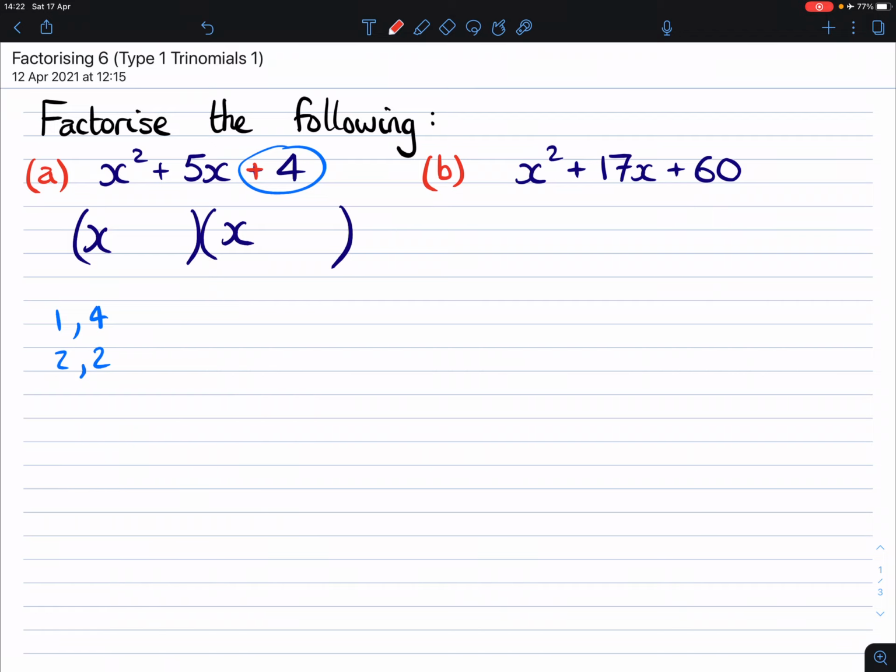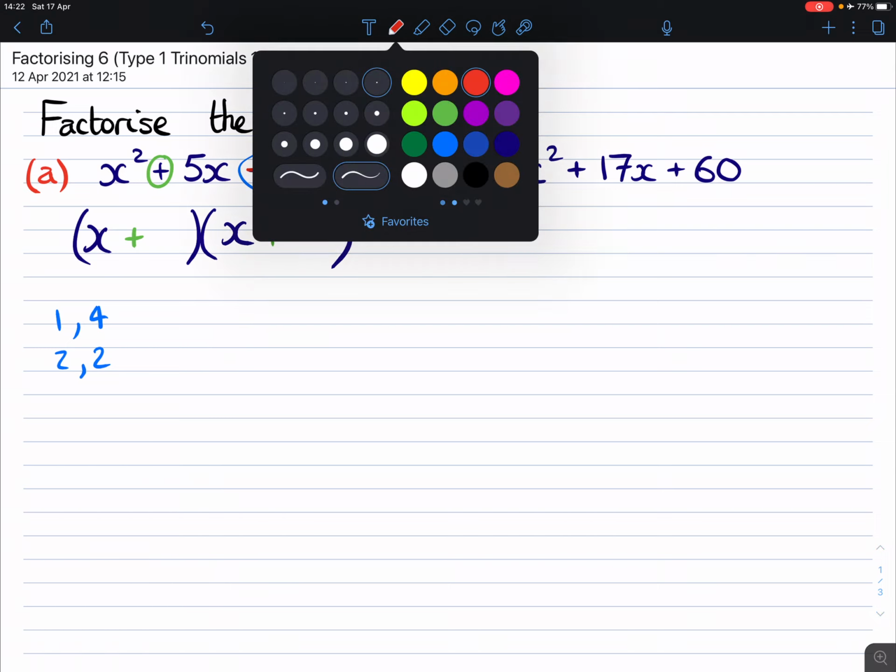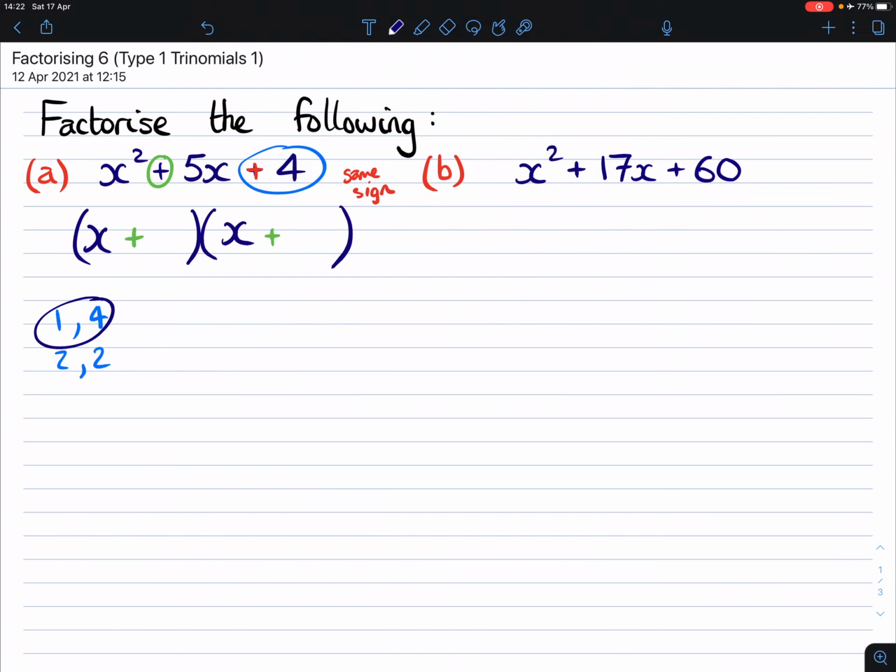So what that positive will mean is that they are the same sign, and if we want to know what sign they are, we look at the middle one. So just make a note of this. The positive here tells you that they are both the same sign inside the brackets, and then the middle one will tell you what they are. 1 plus 4 makes 5, 2 plus 2 makes 4. The middle term here is 5, meaning we need a 1 and a 4 there to fully factorize it.